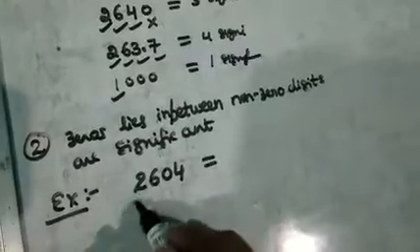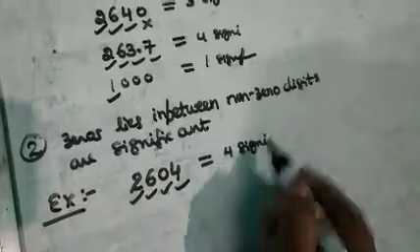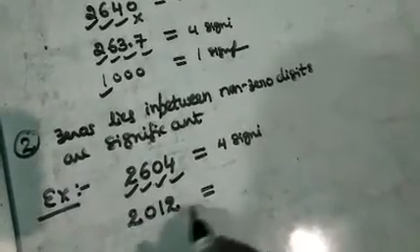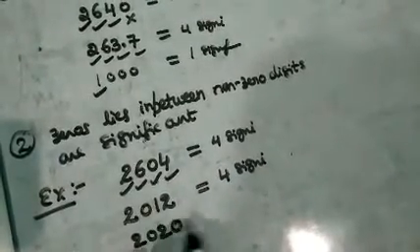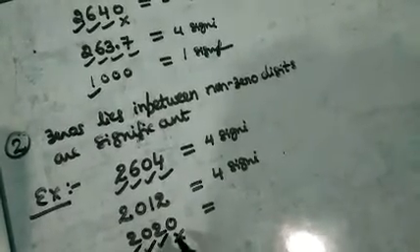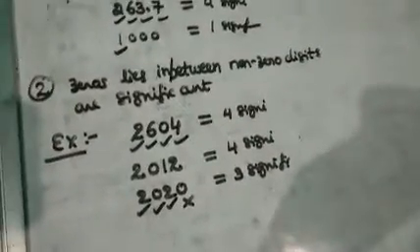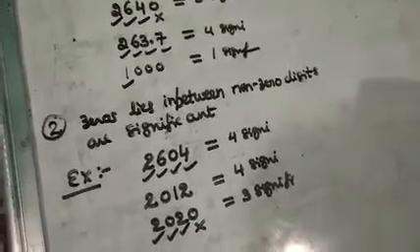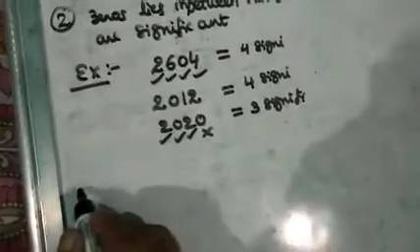Now check it according to this rule. 1, 2, this 0 is also countable, this 4 is countable, 4 significant figures. Next, 2012, how many significant figures are here? 4 significant figures. 2020, how many significant figures? This is countable, this is also countable, this is countable, this is not countable. So 3 significant figures. If a 0 lies in between non-zero digits, then it is countable, remember. Okay? If I am taking a decimal, then the answer will change. That is why I will explain separately.